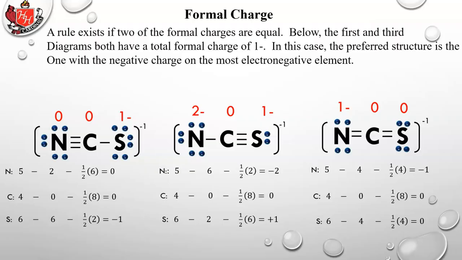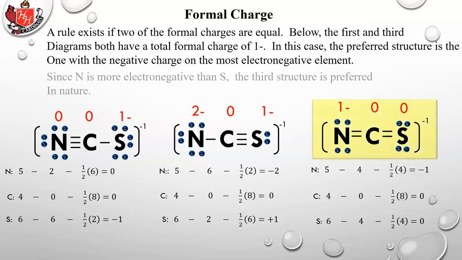So a rule exists that if 2 formal charges are equal, the first and third diagrams both have a formal charge of 1-. In this case, the preferred structure is the one with the negative charge on the most electronegative element. So if you look at your periodic table of electronegativities, the third structure is preferred because the negative charge is on nitrogen, which is more electronegative than sulfur.